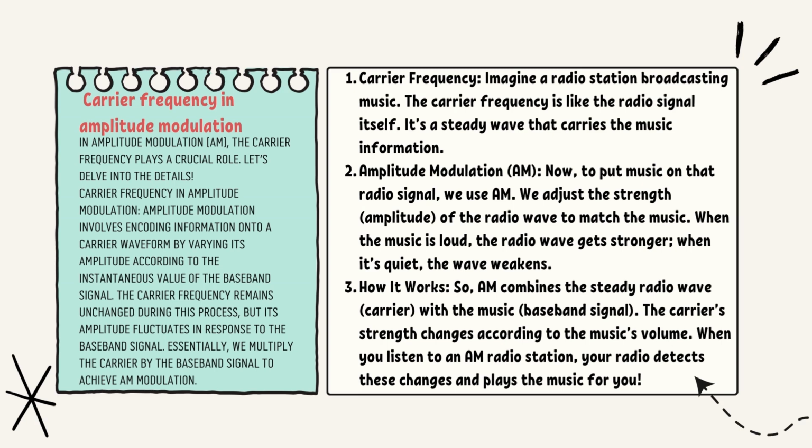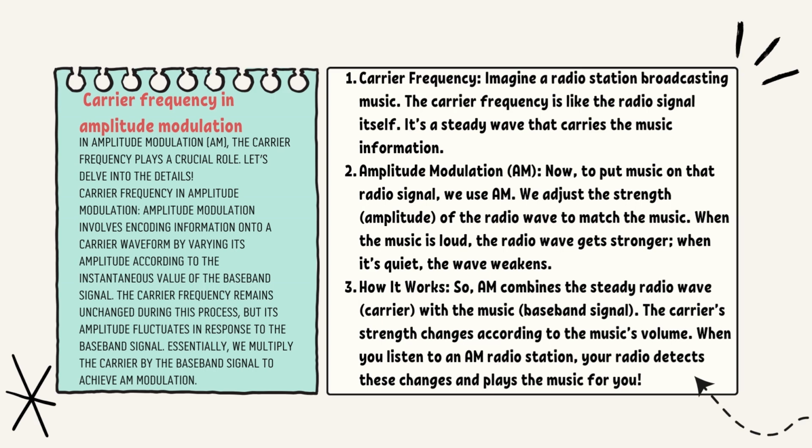In amplitude modulation AM, the carrier frequency plays a crucial role. The carrier frequency in amplitude modulation is involved in encoding information onto a carrier waveform by varying its amplitude according to the instantaneous value of the baseband signal. So let's see a simple analogy. Imagine a radio station broadcasting music. The carrier frequency is just like the radio signal itself. It's a steady wave that carries the music information.